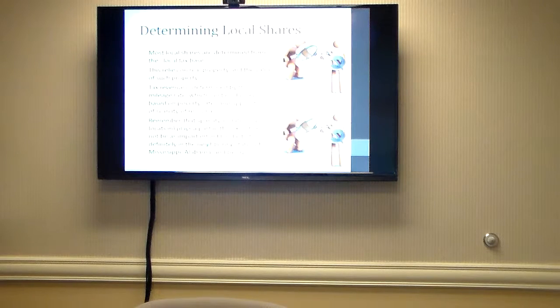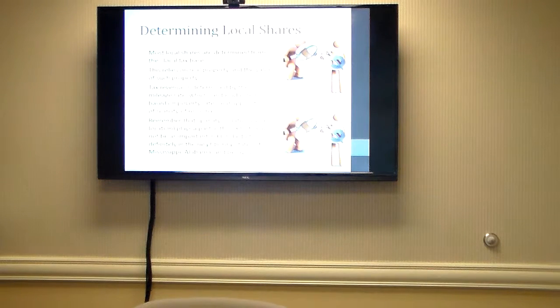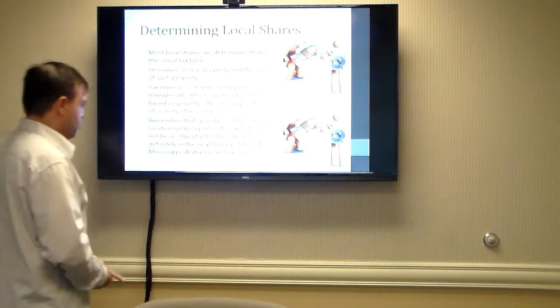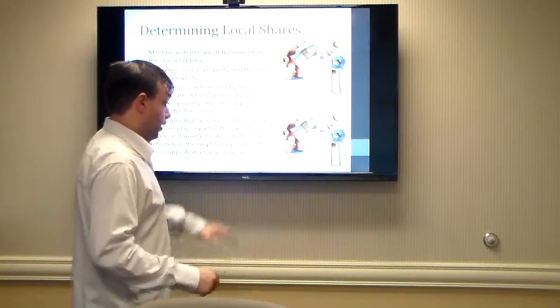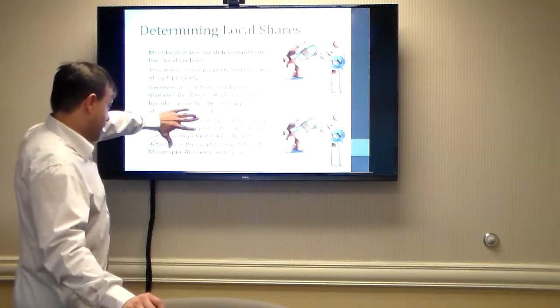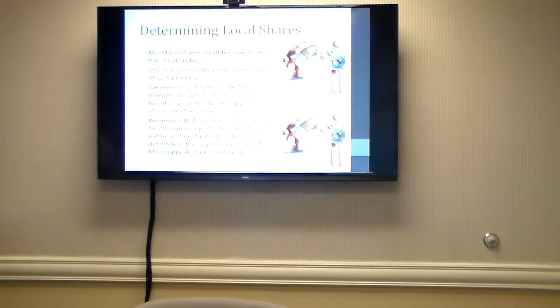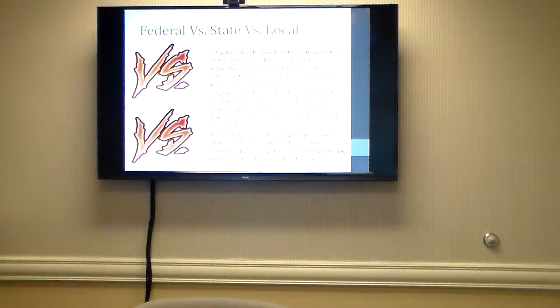So most local shares are determined from the local tax base. The value of property, which starts with a millage rate, which is adjusted based on poverty rates and scarcity of resources. There's the sparsity, isolation, rural location that can lower property values. It might not be as important in Florida, but it is a big deal in Mississippi, Alabama, and Georgia, who are your neighboring states. So federal, state, and local.